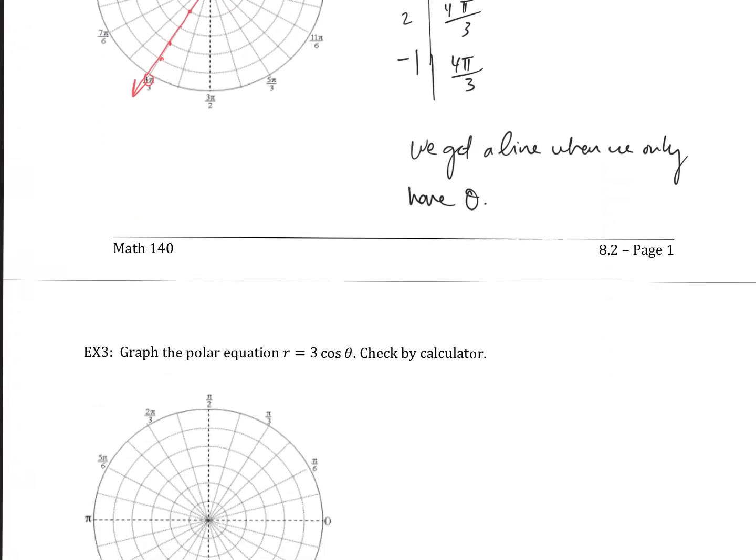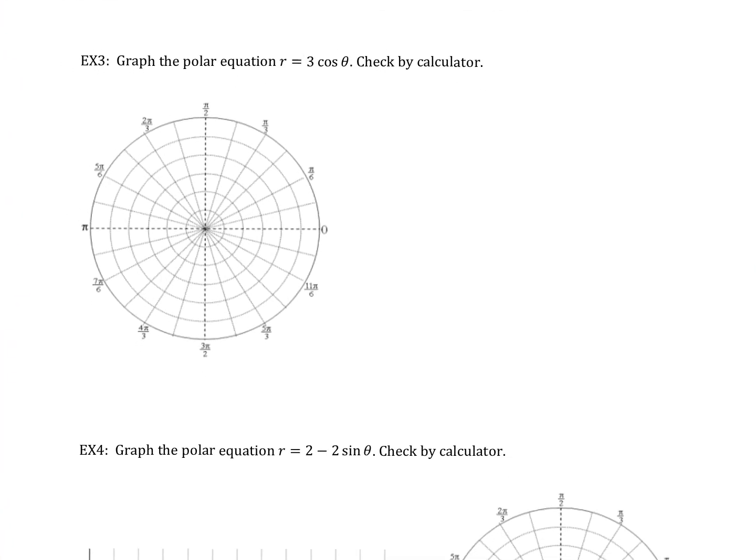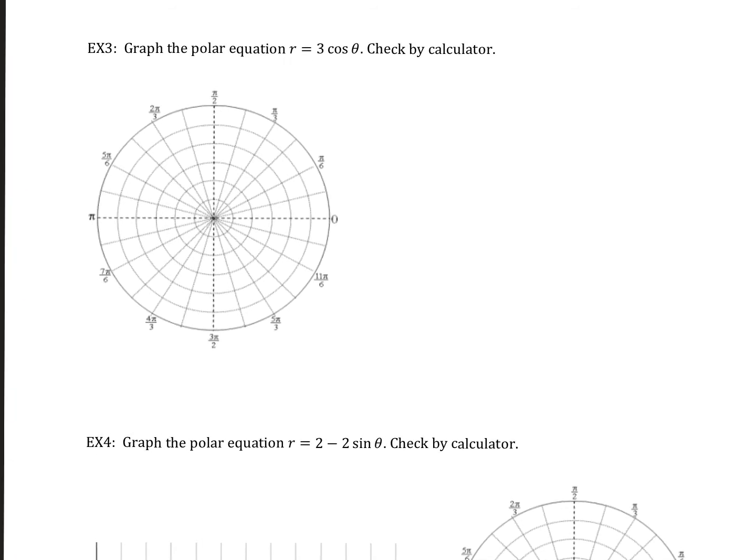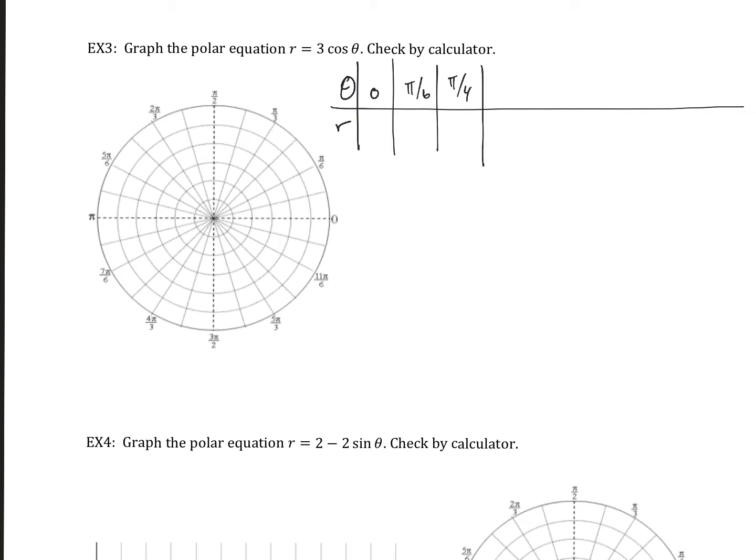Okay, interesting. Now let's take a look at example 3. Graph the polar equation r equals 3 cosine of theta, and then check by calculator. For 3 cosine theta, let's set up our r and theta table. I'm going to set it up a little differently: I'll put the theta values on top, and then our r values on the bottom. Let's pick our theta values. We'll go with 0, pi over 6, just all of the known ones, pi over 4.